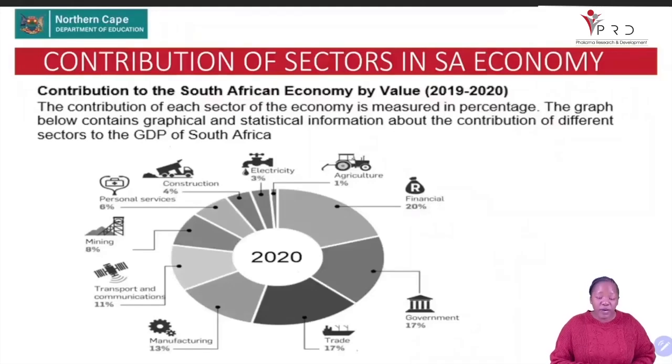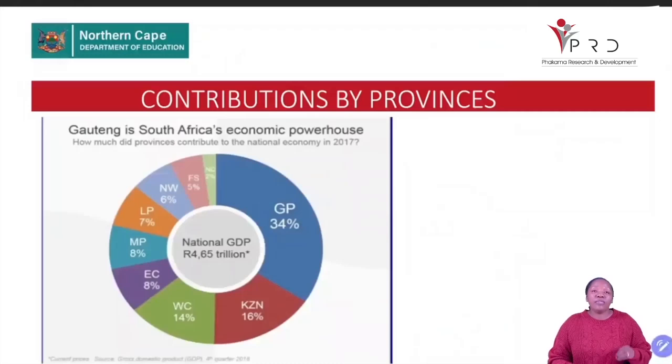So it is falling under a secondary sector. So these are amongst the items that contribute towards our GDP. And then we're looking at now the contributions by provinces. So you do know we are in South Africa. We have 9 provinces. So therefore, each and every province has the role or the contribution that it is making towards the national GDP.